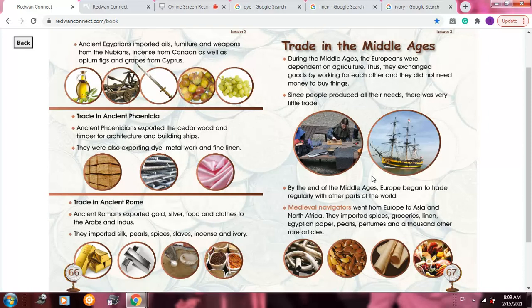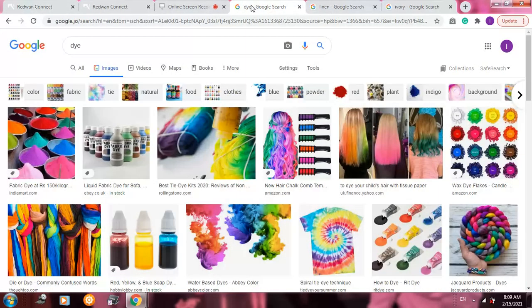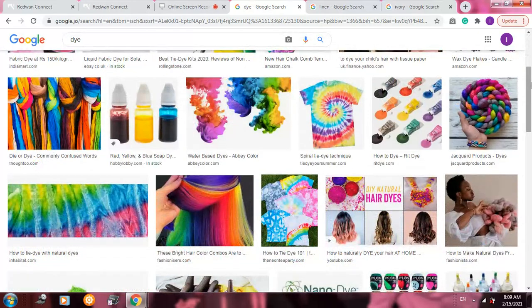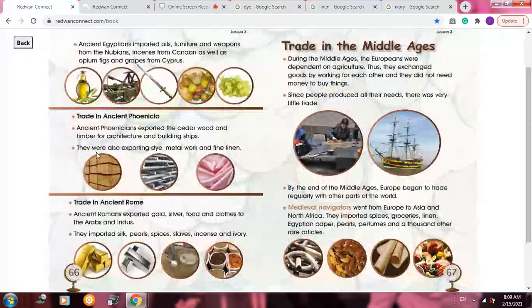They were also exporting dye, metalwork, and fine linen. Okay, what is the dye? This is the dye, which is a type of coloring. Usually we use it for the hair, but you can call other things dye too. This is dye, okay, which is sabra, we call it in Arabic. So they used to also export dye, metalwork, any type of metal, like iron, like steel, and fine linen.